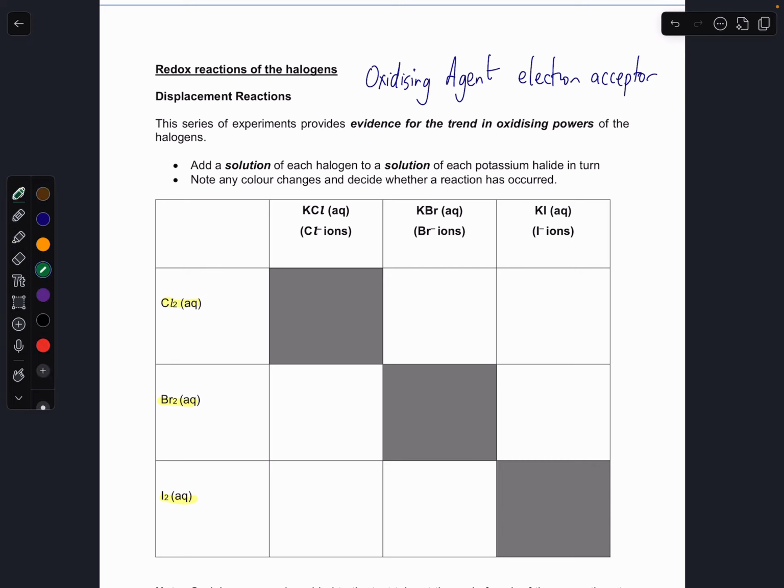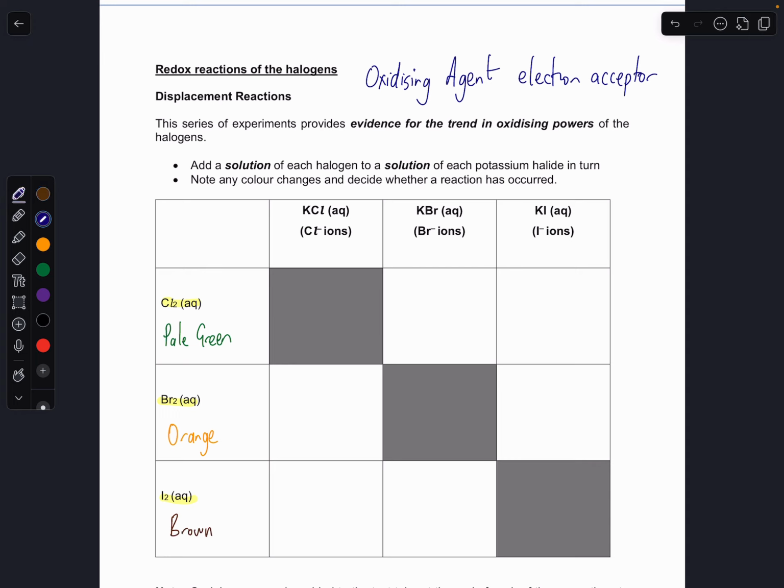So let's just remind ourselves of the colour of the halogens when they're dissolved in aqueous solution, which is water. So chlorine water is pale green. Bromine water is orange, and iodine water or iodine solution is brown.